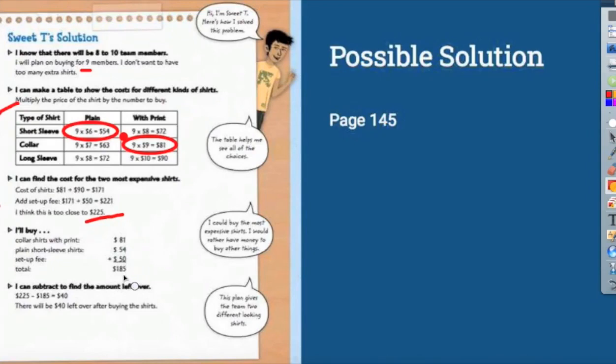When he added them all together, he got $185. Now I want you to think, how are you going to figure out how much money he has left over if he has $225 to spend and $185 that he spent? How much are we going to have left over? Down here we had our total that we had to spend, which was $225, and subtracted what we spent, which was $185, and got our $40.